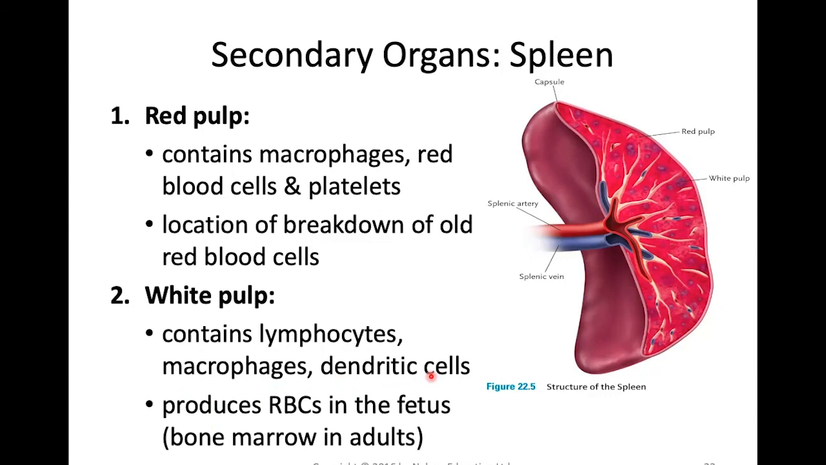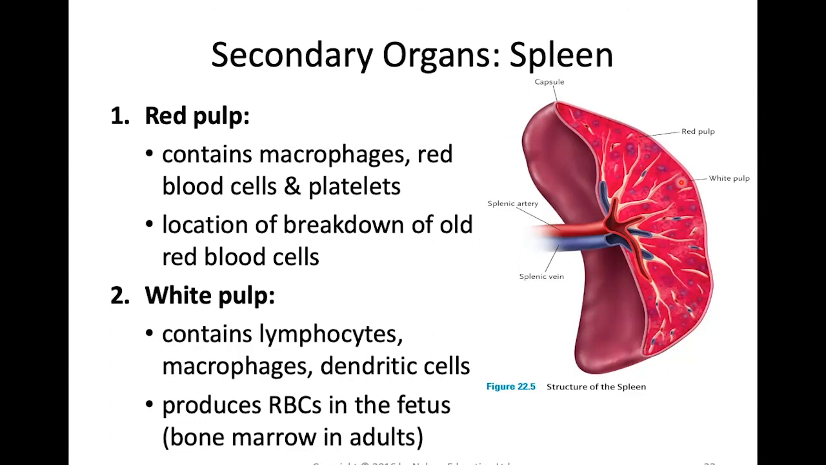One other thing that the white pulp is responsible for is the production of red blood cells in the fetus. Remember, the fetus is not fully ossified, and so the development of the red bone marrow within the skeletal system is not fully complete. Initially, the white pulp of the spleen is responsible for producing the red blood cells that the fetus needs to transport oxygen throughout its body.